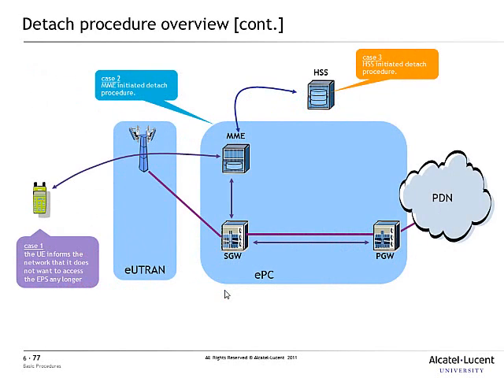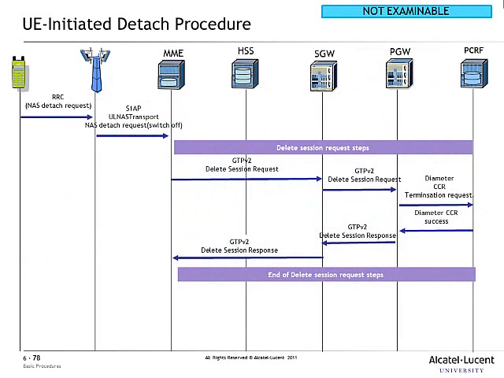Okay, and what do we have to do in a detach? What do we do when a detach takes place? Well, the basic idea when you detach is all of the bearers that were set up during an attach process have to be removed, and the RRC connection has to be released. So those are the steps involved in that.